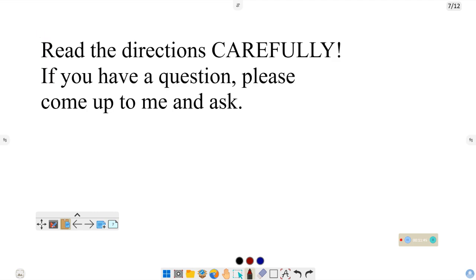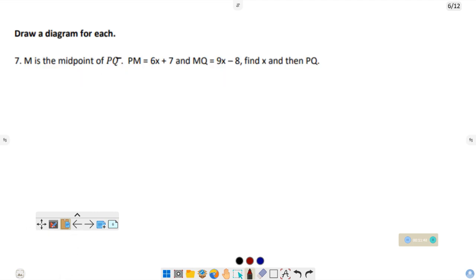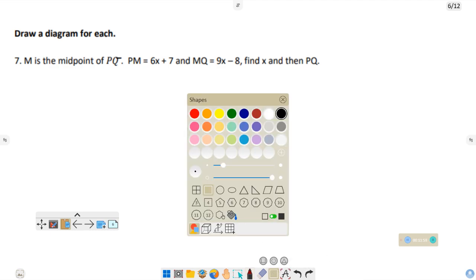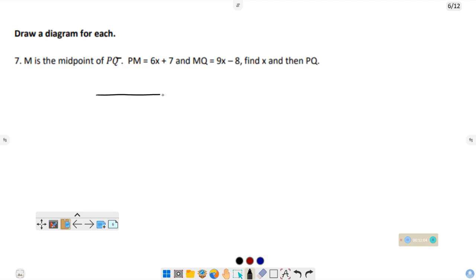All right. Whoa, whoa, too far. Stop, wait, reverse the tape. All right, M is the midpoint of PQ. PM is this, MQ is this. Find X and PQ. Draw a diagram. Now, at least I didn't have to hear, I'm not an artist. I like it, Picasso. Okay, there we go. This is 6x plus 7. This is 9x.